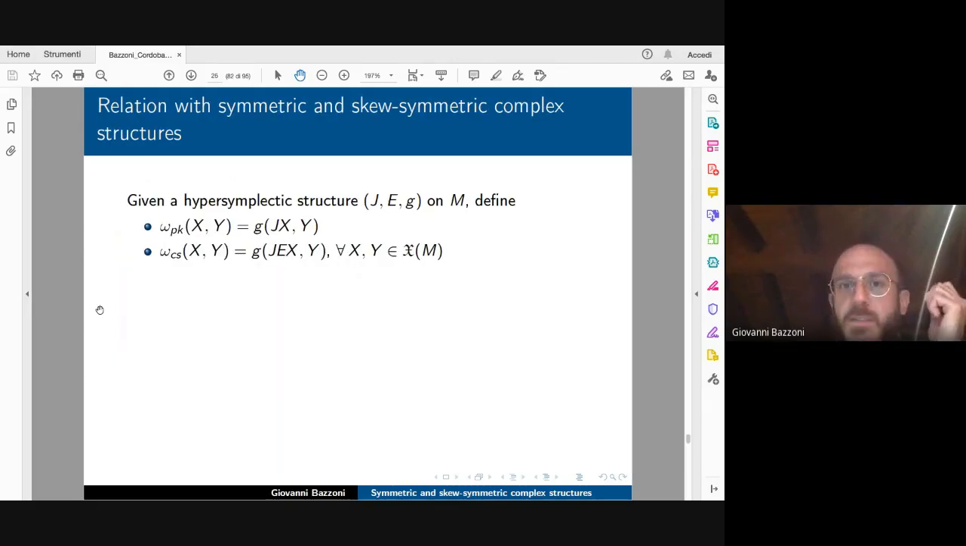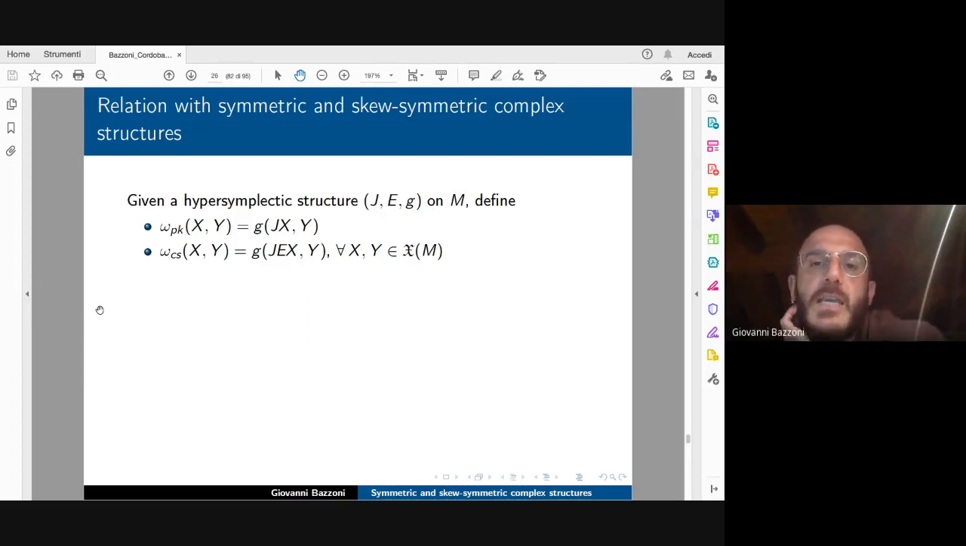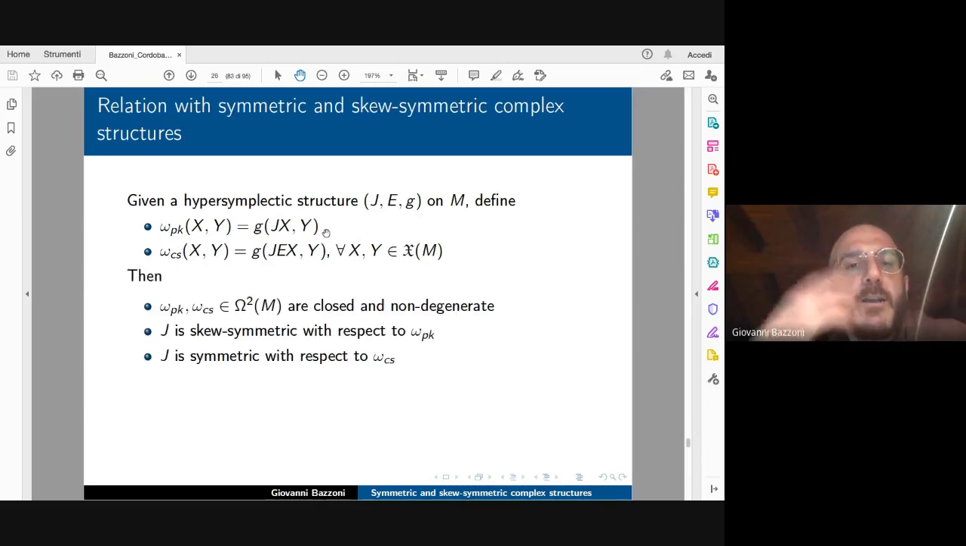What is the relation with symmetric and skew-symmetric complex structures? Well, suppose you have a hypersymplectic structure (J, E, G) on M, and you can define two forms, omega_PK of X, Y by the first formula and omega_CS of X, Y by the second formula, for every vector field X and Y. Of course, PK means pseudo-Kähler and CS means complex symplectic, because in fact it turns out that both omega_PK and omega_CS are closed and non-degenerate.